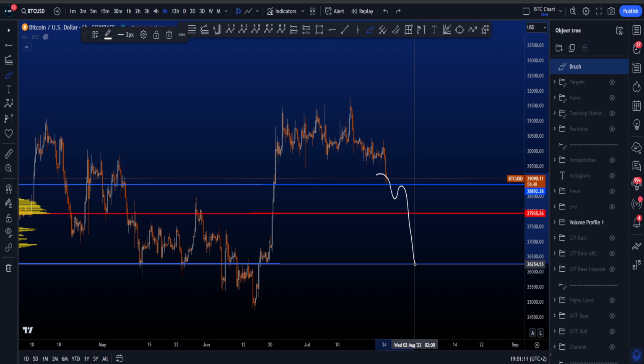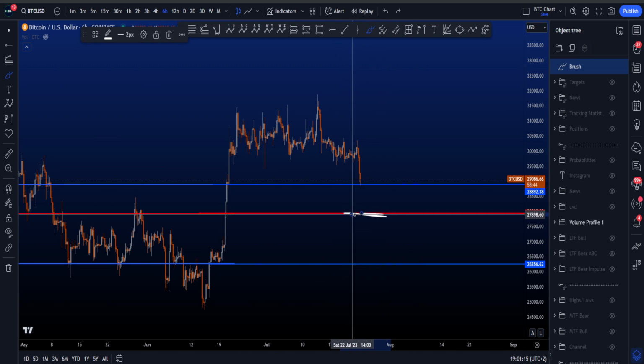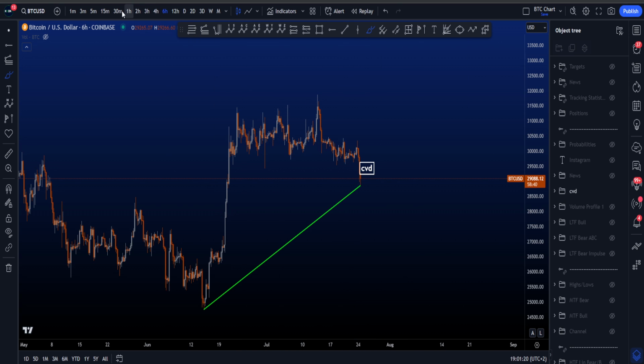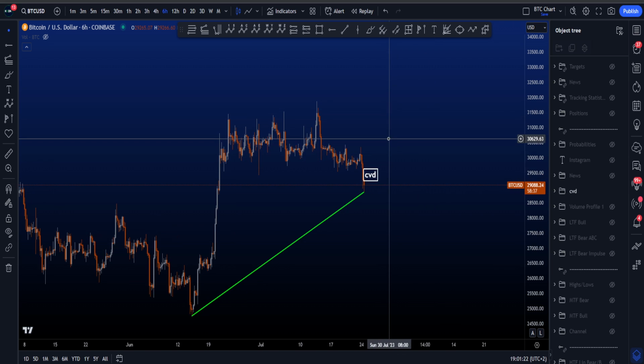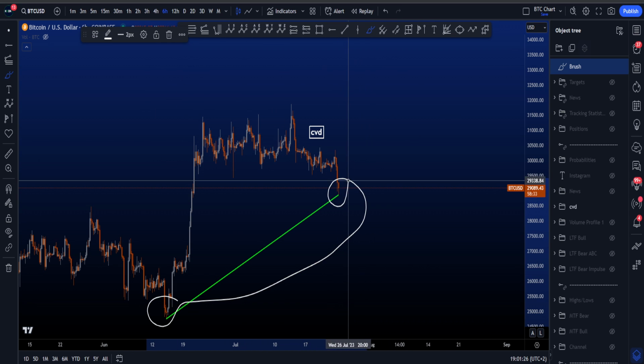The other side is a target at 26.3K. Of course, it does have to pass the point of control over here at 27.9K. If we look at these CVD divergences, then we do have a 4-hour CVD divergence over here between this low and the higher low on the chart.